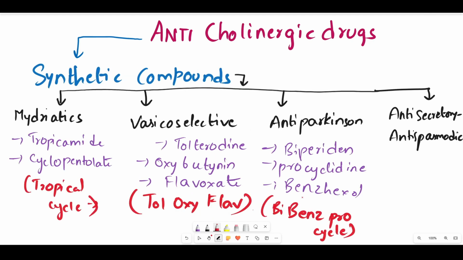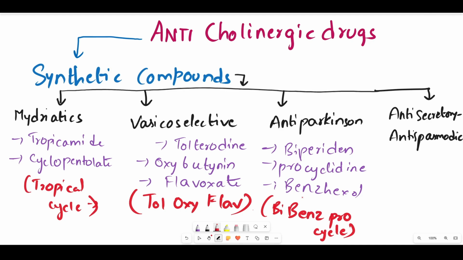So, the last class in the anticholinergic drugs are the synthetic compounds. These synthetic compounds are again further divided into four classes, in that the first class is mydriatics. These mydriatics can be easily remembered by one trick, which is "tropical cycle", where one is tropicamide and the other one is cyclopentolate. And the second class in this is vesicoselective.